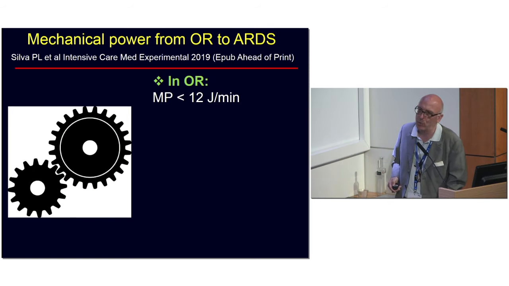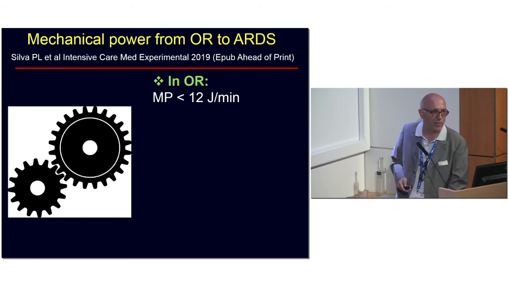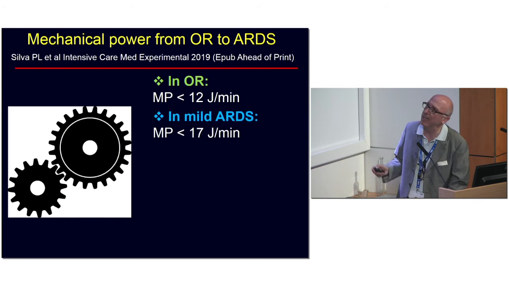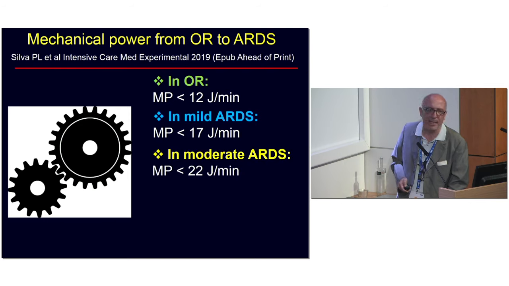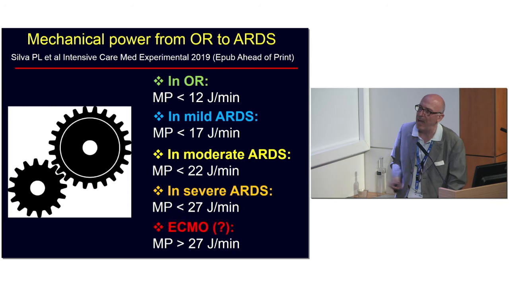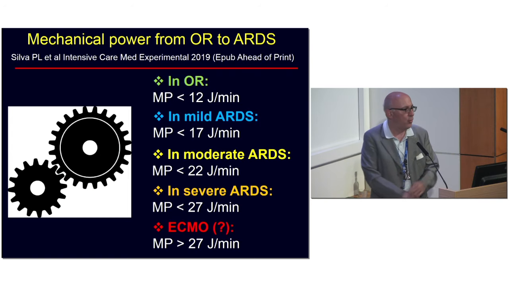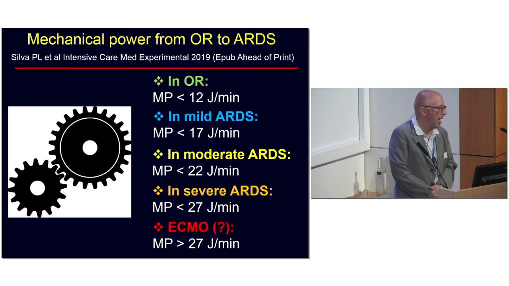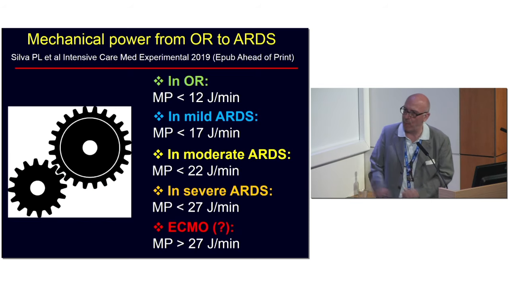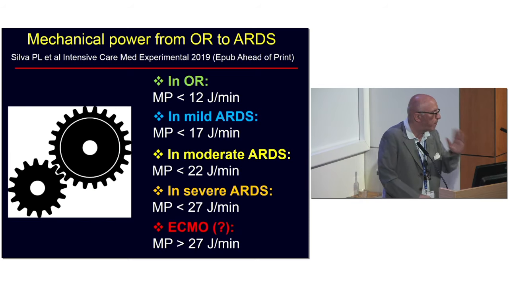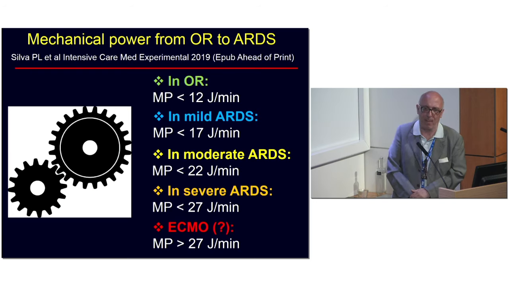But in the OR, we should keep mechanical power below 12 joules per minute. In mild ARDS, below 17 joules per minute. In moderate ARDS, below 22 joules per minute. In severe ARDS, below 27 joules per minute. And perhaps this might be a very interesting parameter to start to think about ECMO. If it is more than 27 joules per minute, probably we have to start to think about ECMO.